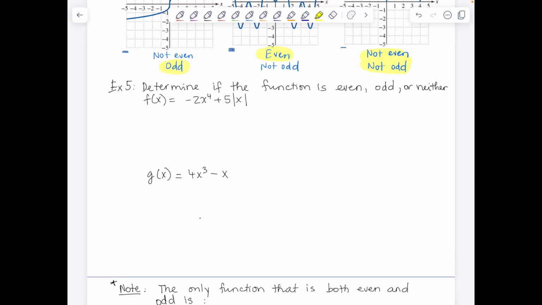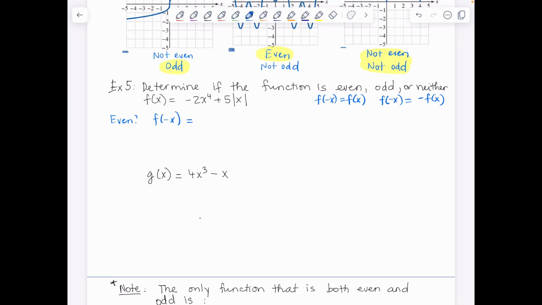Now, what if we don't have a graph? Let's do it algebraically. To determine if the function is even, we'll compare f of negative x with f of x. And if it's odd, we'll compare f of negative x with negative f of x. So let's test to see if it's even.